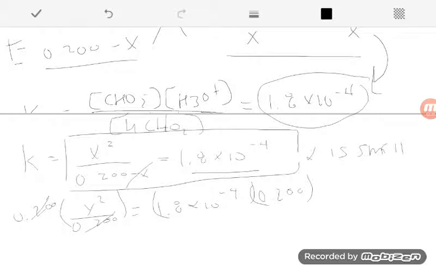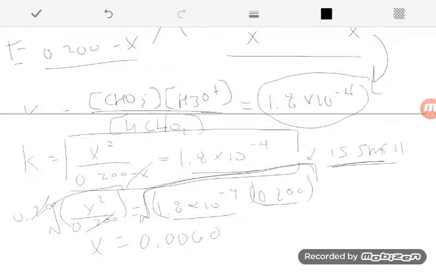So these will cancel here, and then to solve for x, I just need to take the square root. So I'm just combining a couple steps to be lazy here. I'll plug this into my calculator, 1.8 times 10 to the negative 4 times 0.2, and then I take that square root, and that will give me x, which in this case is equal to 0.0060. So that x is small approximation is really handy.